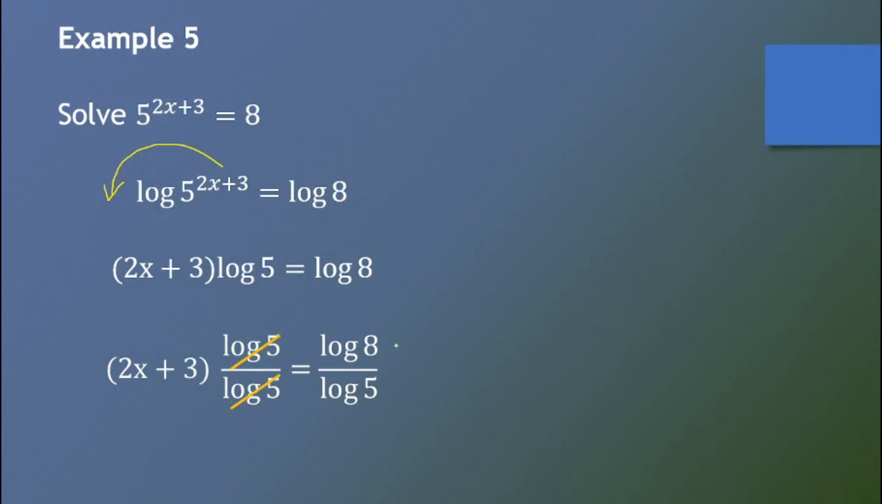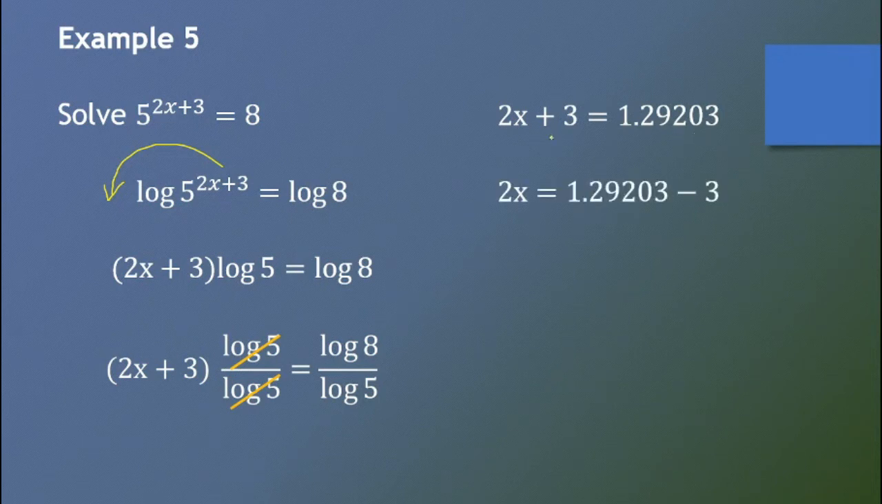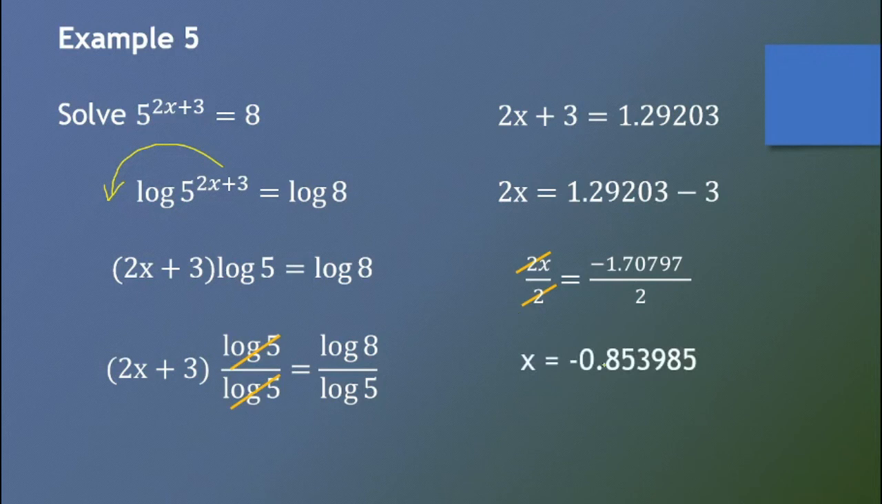Ayun. So, cancel na si logarithm of 5. And then, logarithm of 8 divided by logarithm of 5 is equal to this one. So, lipat si positive 3 sa right side. So, ang magiging sagot natin is negative 1.70797. And then, divide both sides by 2 para mawala yung katabi ng x. So, cancel na siya. The final answer for x is negative 0.853985. So, this is our final answer.